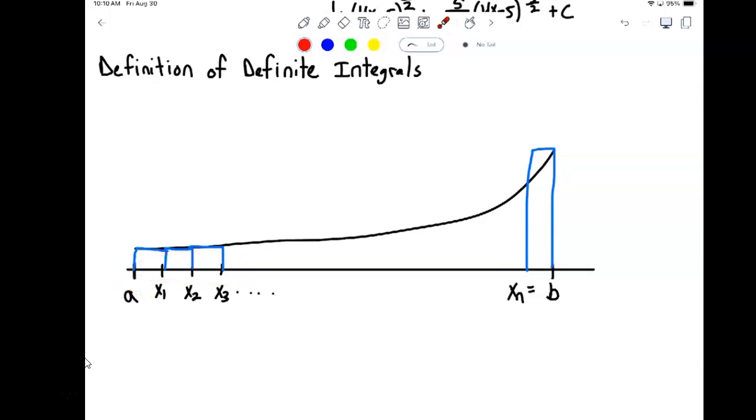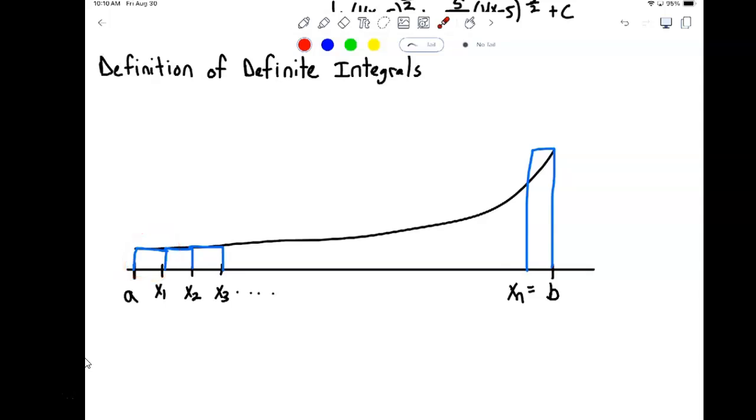Now, we typically did them all the same size. It actually ultimately doesn't matter as long as the size of the largest one goes to 0, as n will eventually go to infinity. And then the second step was we approximated the area of the subintervals, right?